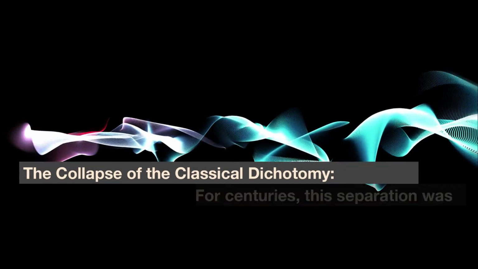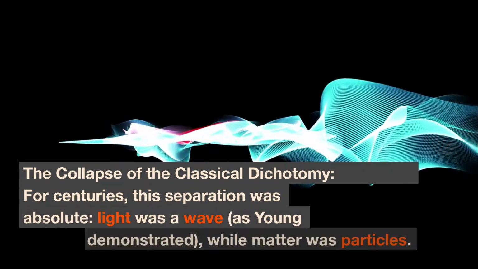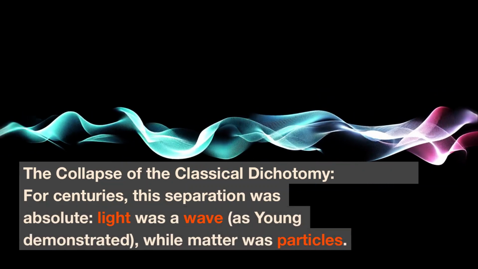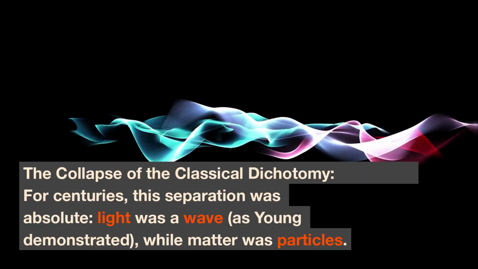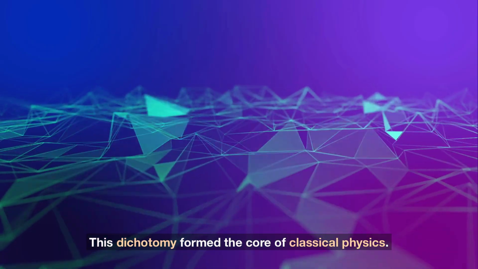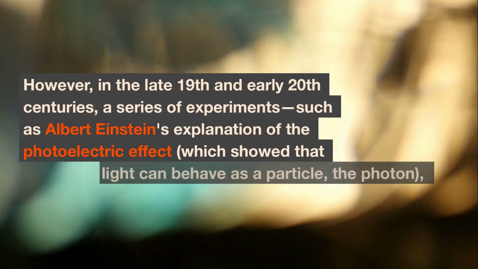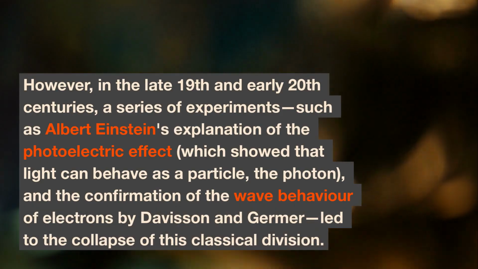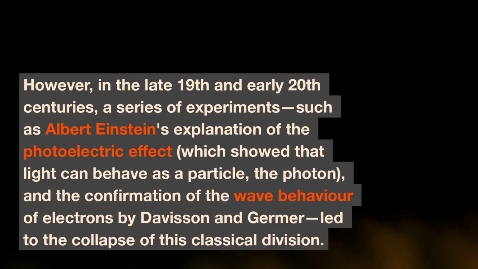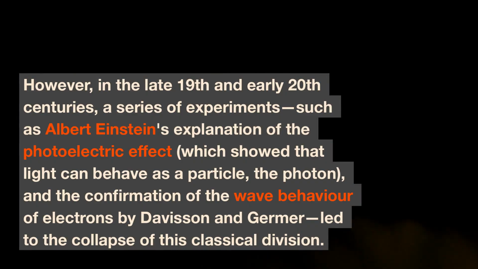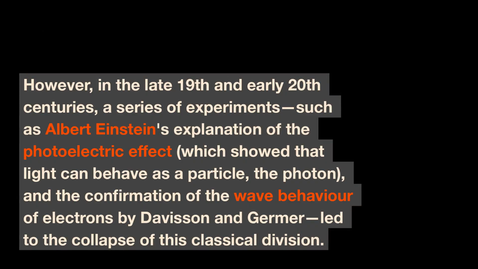The collapse of the classical dichotomy. For centuries, this separation was absolute. Light was a wave, as Young demonstrated, while matter was particles. This dichotomy formed the core of classical physics. However, in the late 19th and early 20th centuries, a series of experiments, such as Albert Einstein's explanation of the photoelectric effect, which showed that light can behave as a particle, the photon, and the confirmation of the wave behavior of electrons by Davisson and Germer, led to the collapse of this classical division.